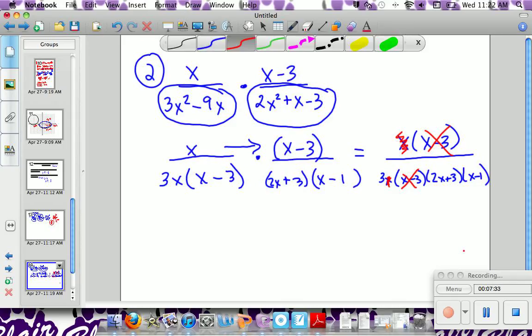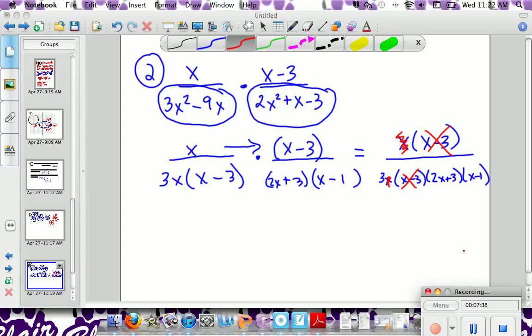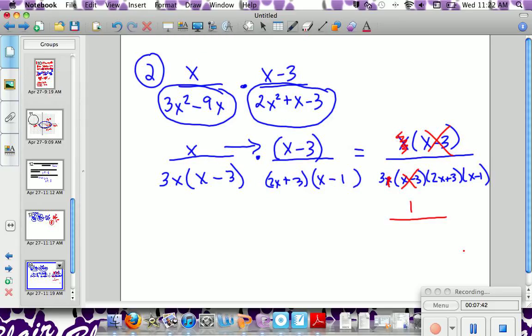So now I'm going to rewrite what I have left. I'll stay with my red marker here. Rewrite what I have left. Up top, I just crossed everything out. So I'm going to have a 1 over, I've got a 3, I've got a 2x plus 3, and I've got an x minus 1. Now there's absolutely nothing that's outside the parentheses or that's matching in the numerator and denominator that I can divide out, so that is my answer.